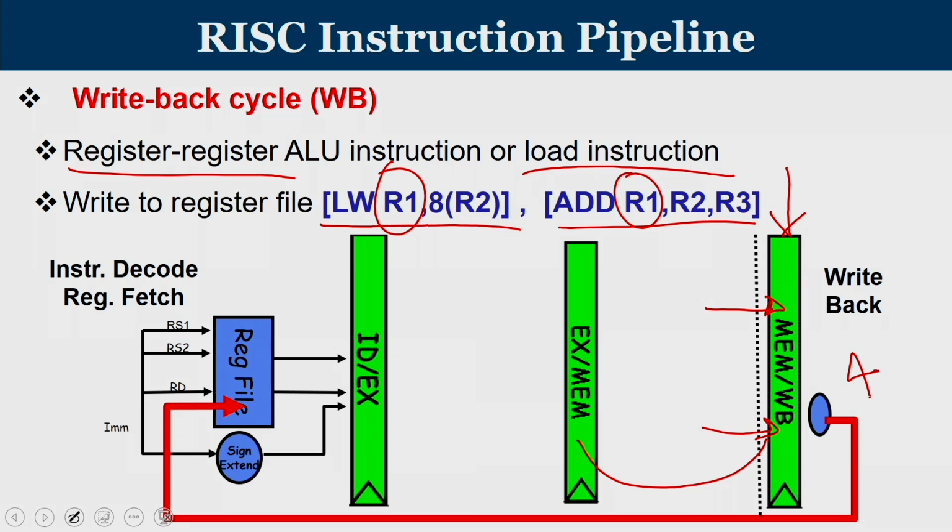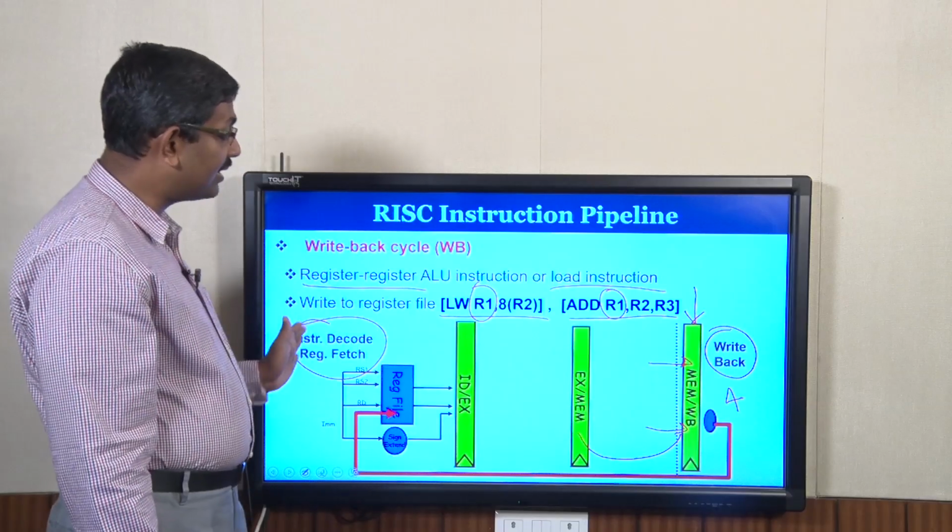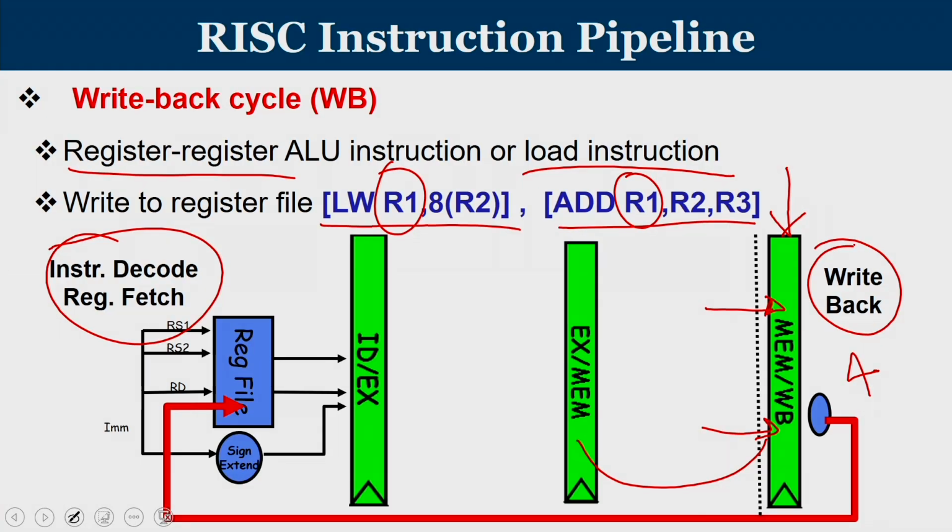So, any reading from a register happens in the ID stage and any writing to a register happens in the write back stage. Here, logically, it is shown with this red arrow that moves from the write back into the register file that is accessed in instruction decode. It does not mean that the register file is present inside instruction decode. The instruction decode stage will access the register file and read the values, whereas the write back stage will access the register file for writing the result into it.